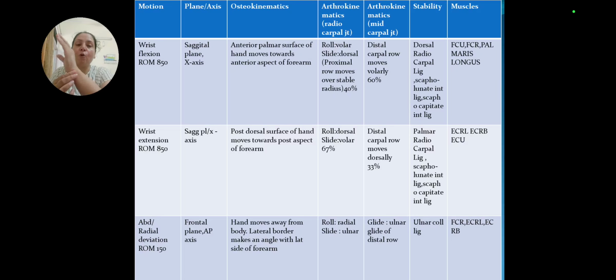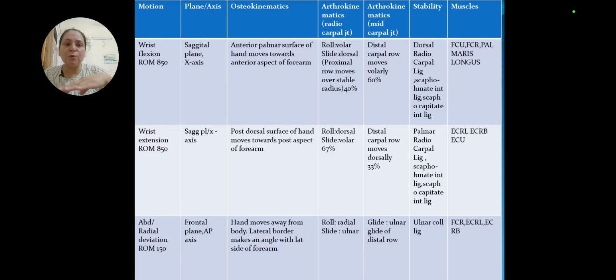The distal carpal row in the mid-carpal joint is also moving posteriorly. The stability factors are the palmar radiocarpal ligament, scapulolunate interosseous, and scapulocapitate interosseous ligament. Fine, and the muscles which are responsible are the extensor carpi radialis longus, extensor carpi radialis brevis, and extensor carpi ulnaris.